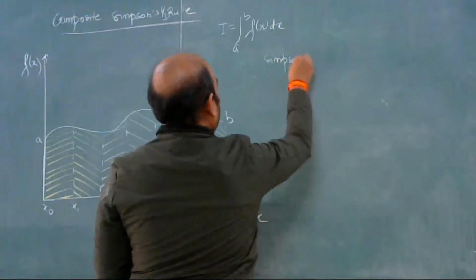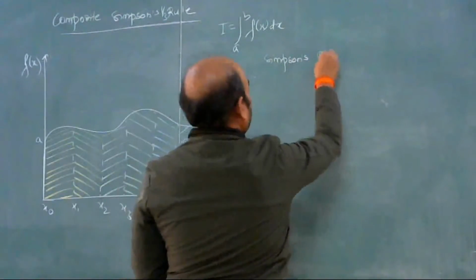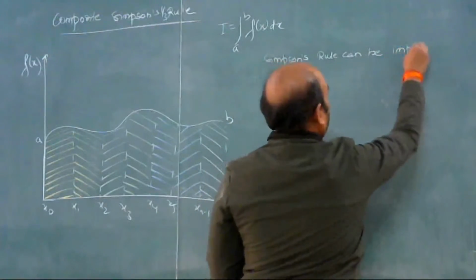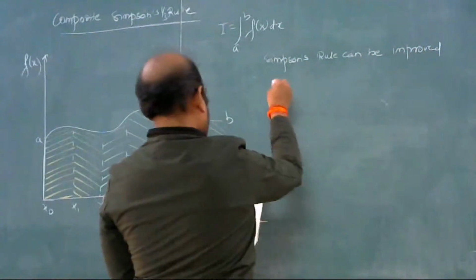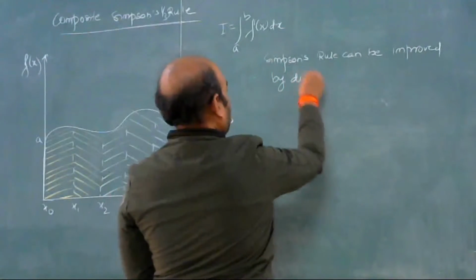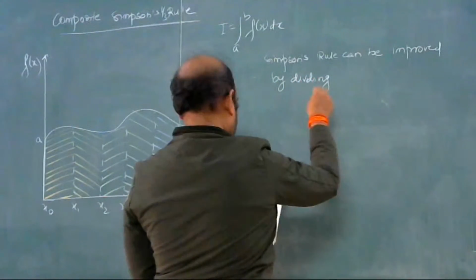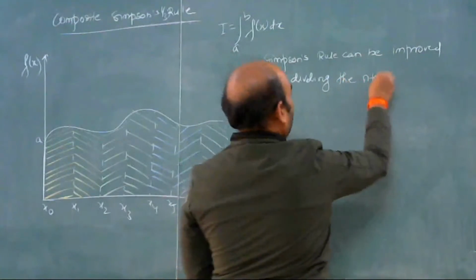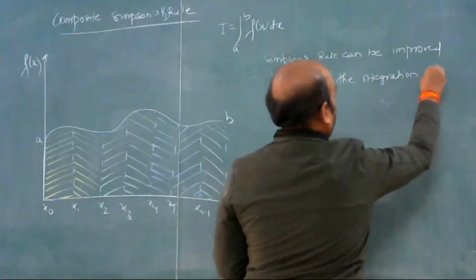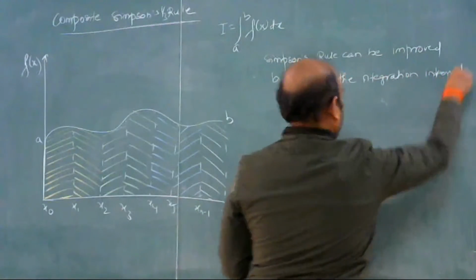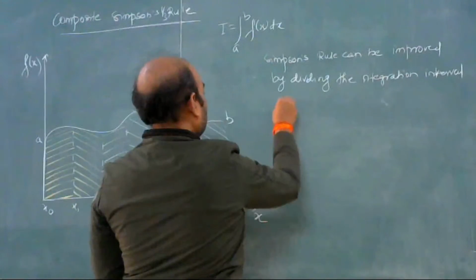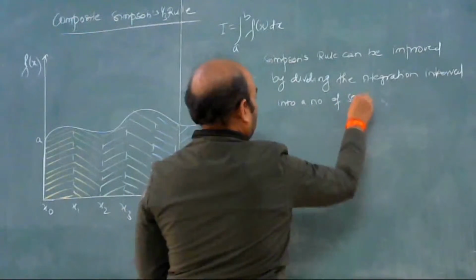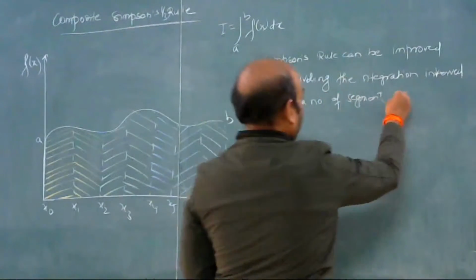So Simpson's rule can be improved by dividing the integral into a number of segments of equal width.